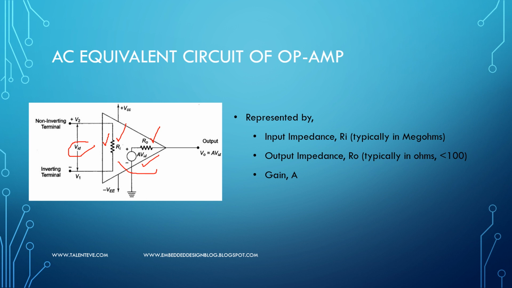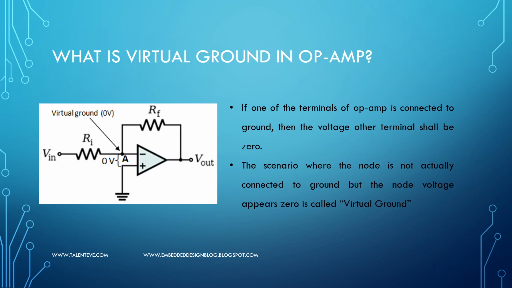Now coming to the output impedance side, the output resistance is typically in the range of ohms, which is less than 100 ohms. So this is how the impedance of an op amp looks like. In the discussion, let us see what is virtual ground in op amp.